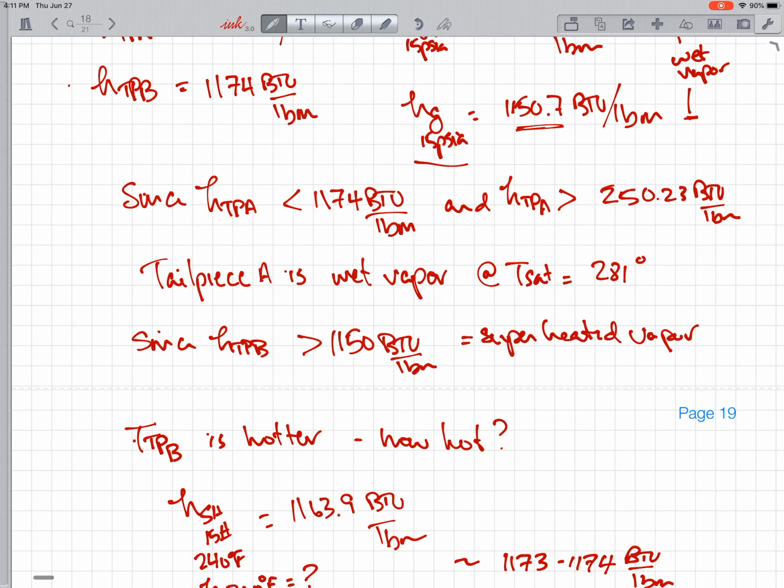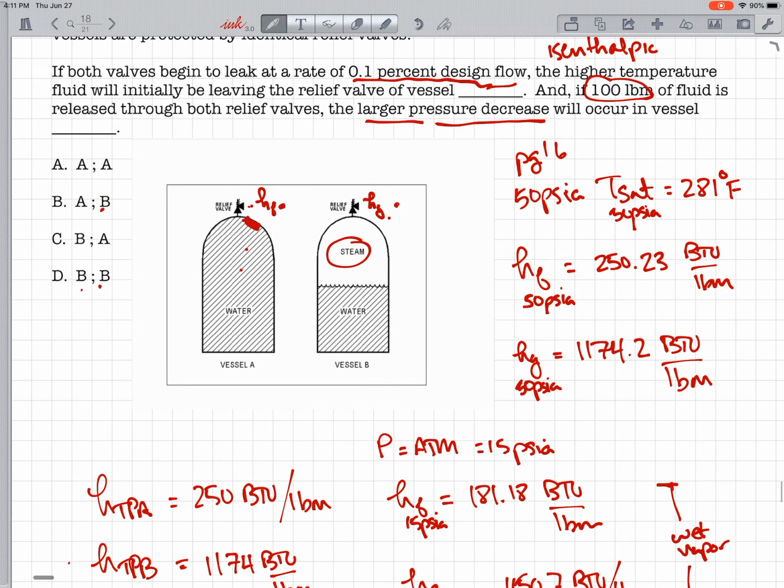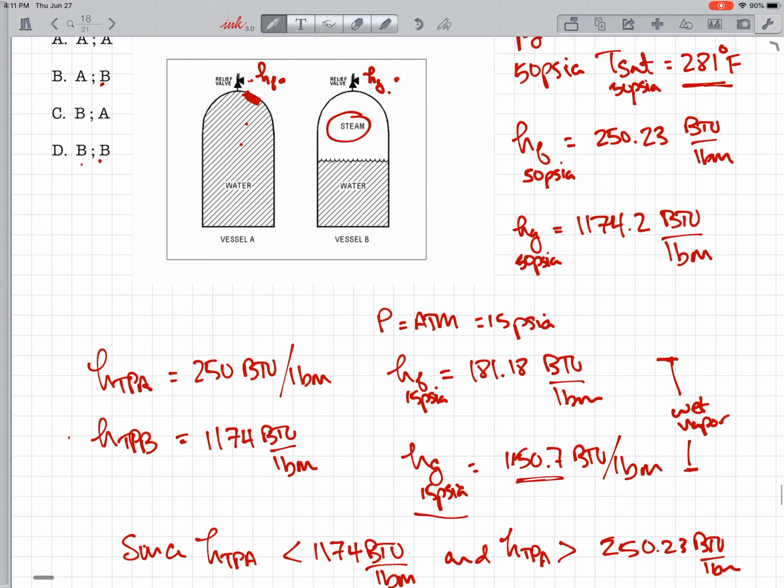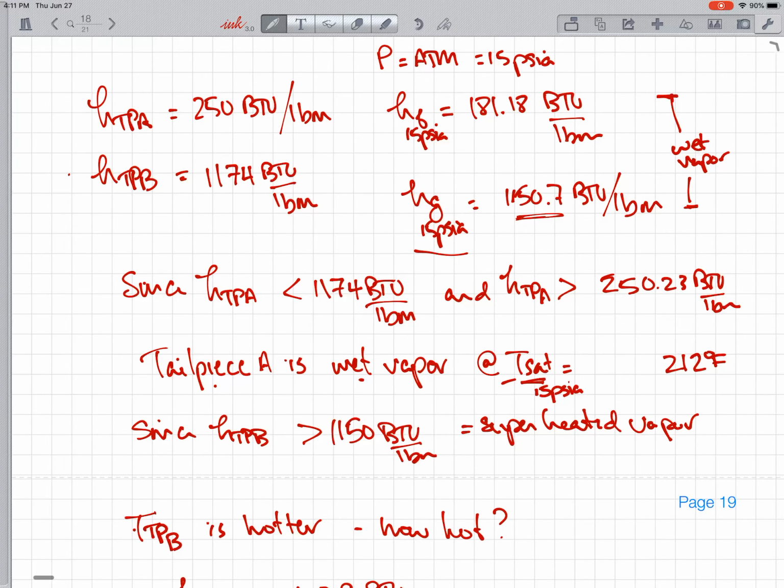Oh, I think I wrote that wrong. Excuse me. So tailpiece A is wet vapor at a Tsat of 281. That is not correct. It's going to be a saturation temperature of 212 degrees Fahrenheit at 15 psia. So sorry about that. We'll go ahead and get that off the screen. 281 is the saturation temperature at 50 pounds instead of 15. That's why I think it's important to label all this stuff. Look, I messed this up too.